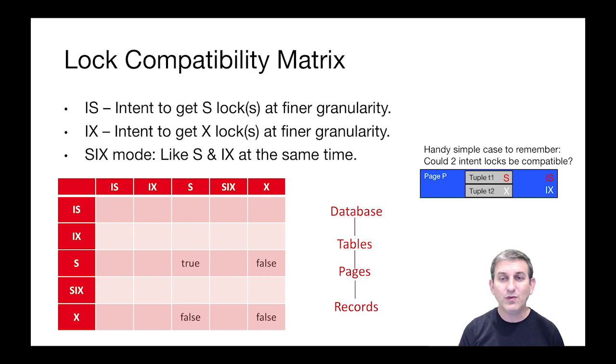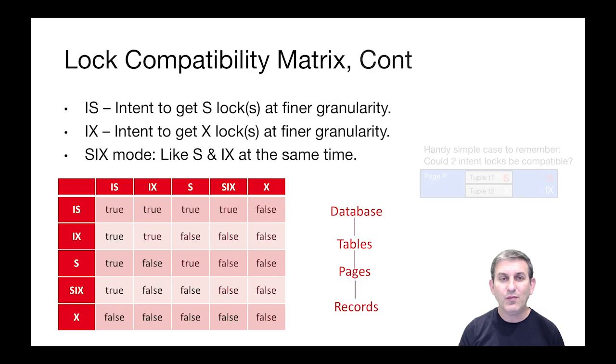Using that reasoning, and really using this example, you can puzzle out what every compatibility entry in this table should be. And when you're done, you'll get a table that looks like this. So I encourage you to take this picture on the right and go through every cell in this table and justify why the value in the cell is what it is.